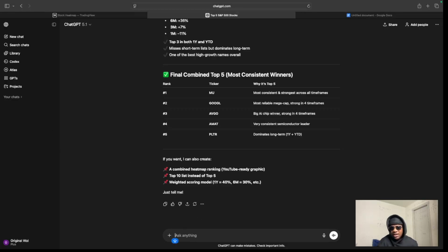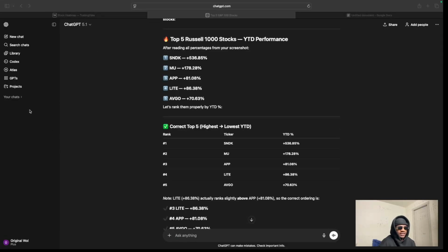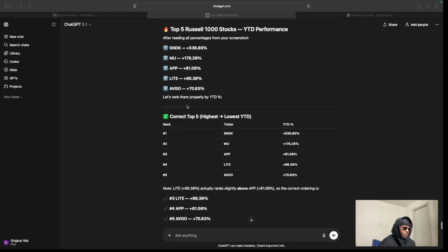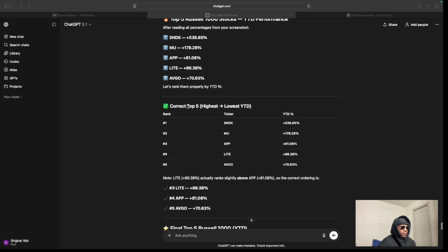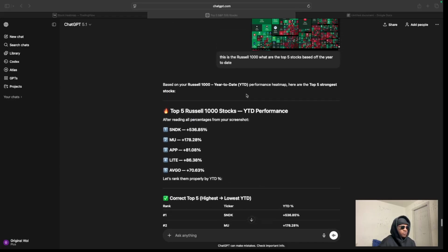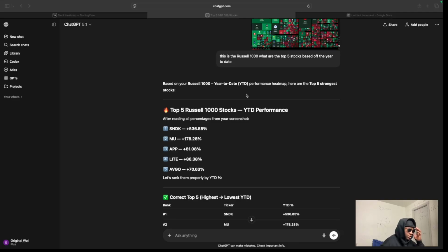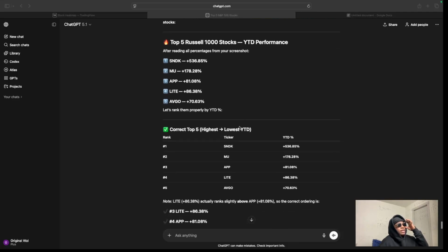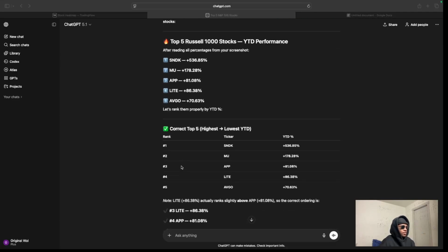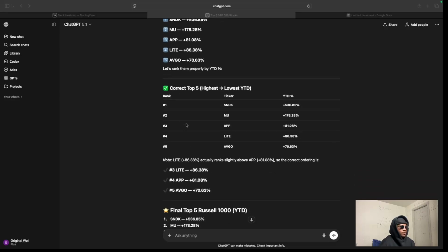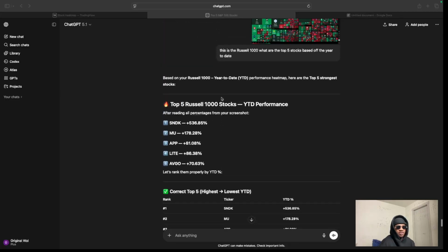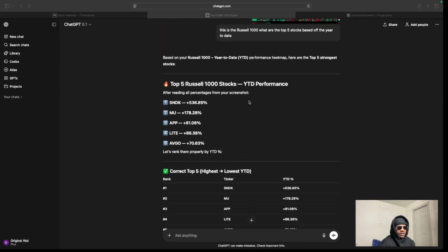You might see different stocks. So after asking ChatGPT for the top five out of all of these for the Russell 1000 year to date, it gave me the top five. Boom. Now this is the top five. Now I'm finna ask it for the 6 month screenshot.